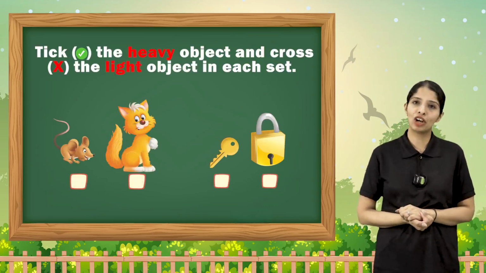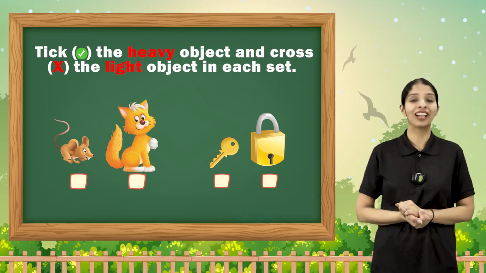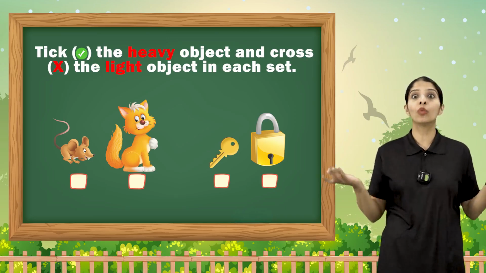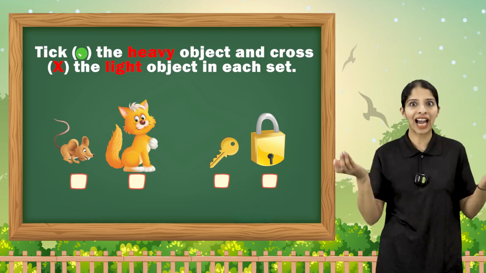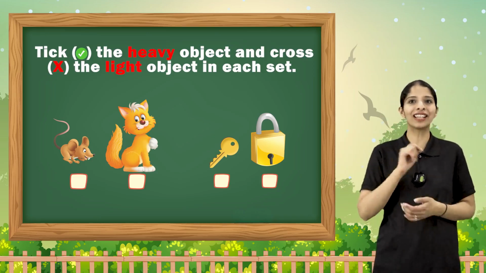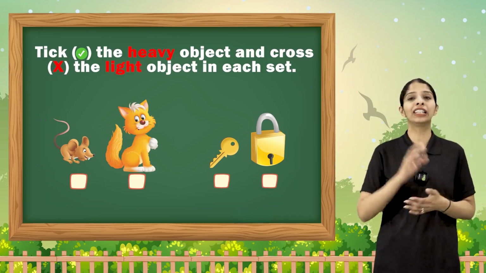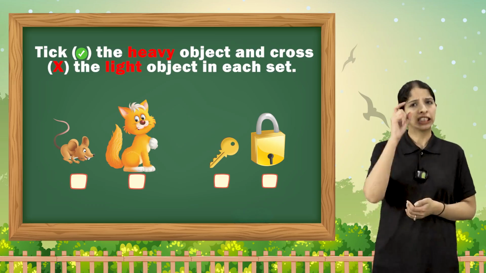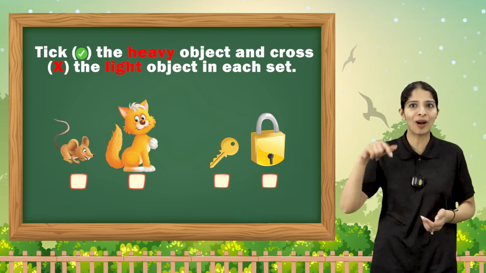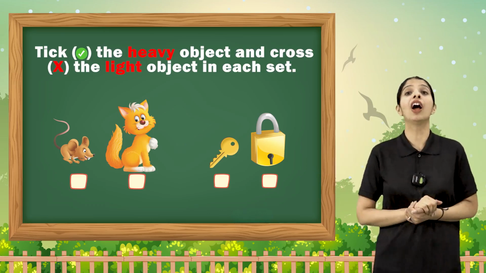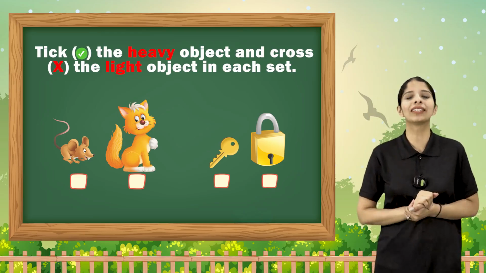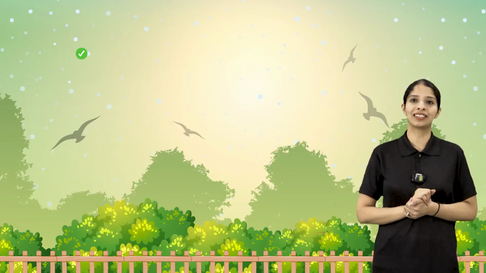Now the question is given. You have to tick the heavy object and cross the light object. Now in the first set, 2 animals are given. So which is heavy and which is light? The cat is heavy and the mouse is light. So you will cross it. In the next set, you are given a key and a lock. Which is heavy and which is light? You have to tick the heavy object. So you will tick the lock. And you will cross the light object, which is the key. So you will cross it.